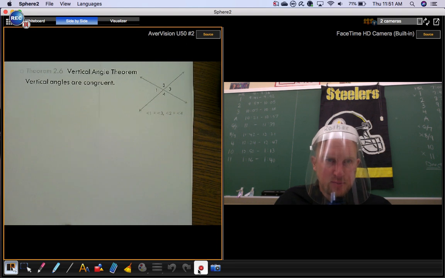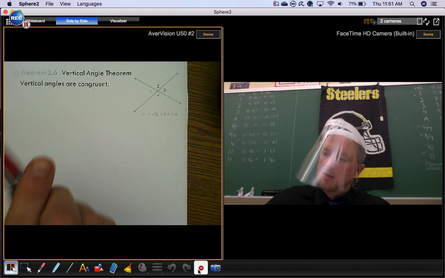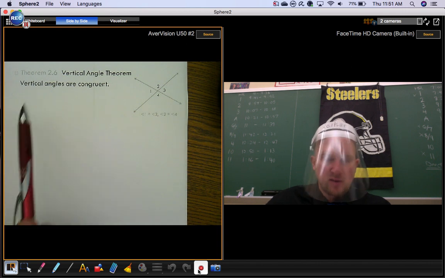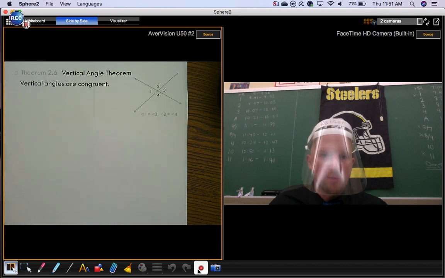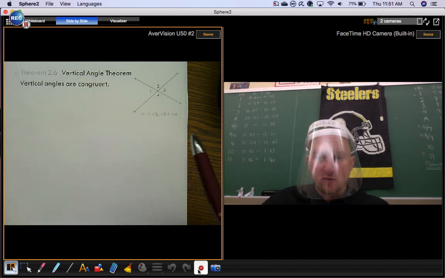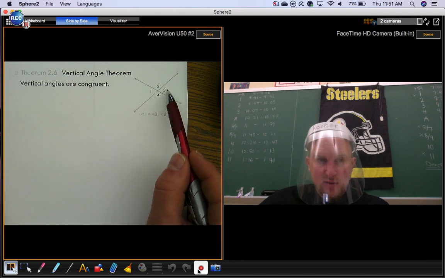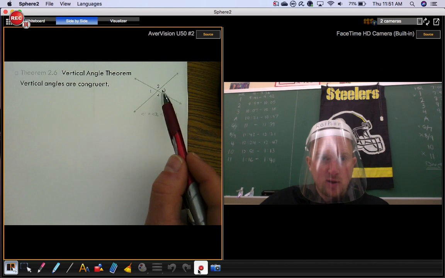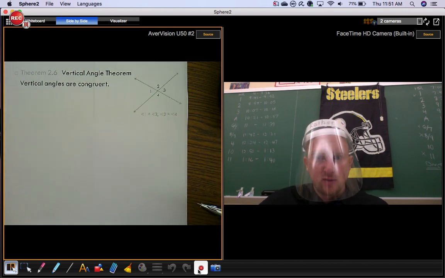Here's your last theorem, and you're going to use this a ton this year. This is Theorem 2.6. It's the fourth theorem that we've looked at in this section. It's called the vertical angle theorem. Here's a diagram. Hopefully you remember which angles are vertical. The vertical ones are the ones that are across from each other when two lines cross. So angle 1 and angle 3 are vertical. Angle 2 and angle 4, they're vertical also.